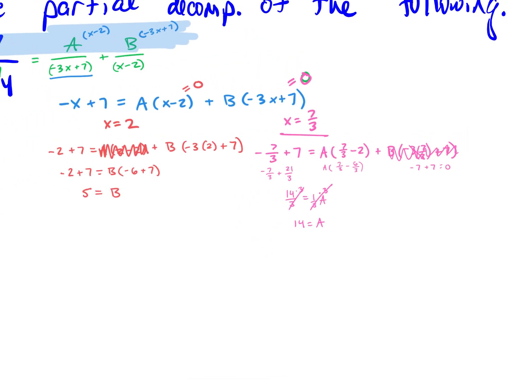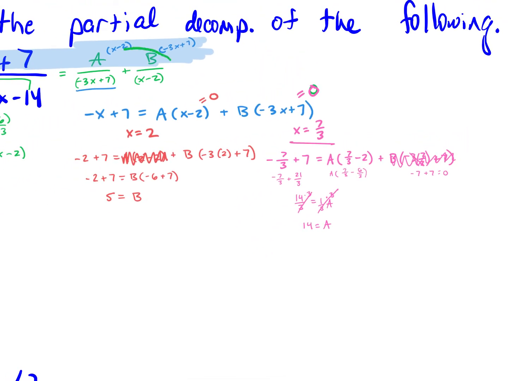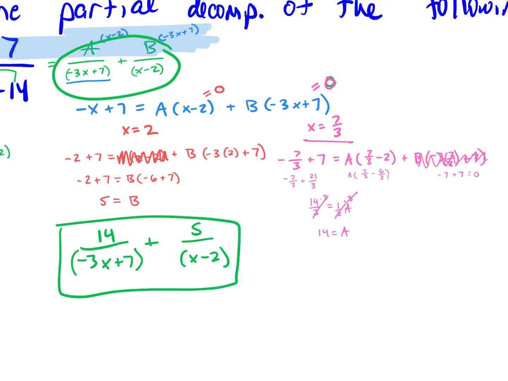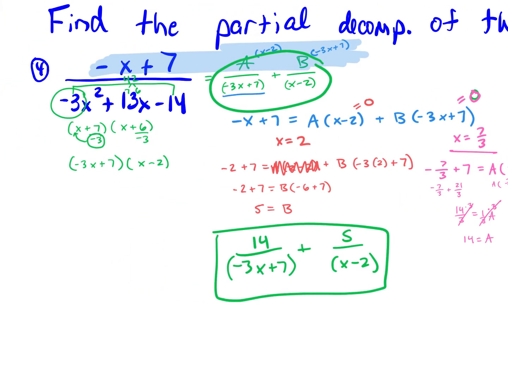So then I just plug them into my partial fraction up at the top. Make sure you plug in a into a and b into b. That's probably the easiest step in all of this, but people still get them mixed up. So we have 14 over negative 3x plus 7 plus 5 over x minus 2. That's the complete answer. It's not like equal to anything. That's our complete answer. It's equal to this. So we're gonna write that. You don't need to write it.